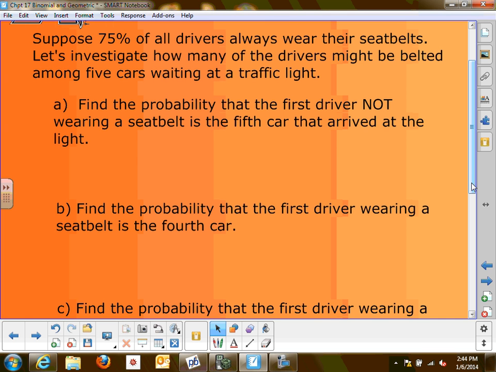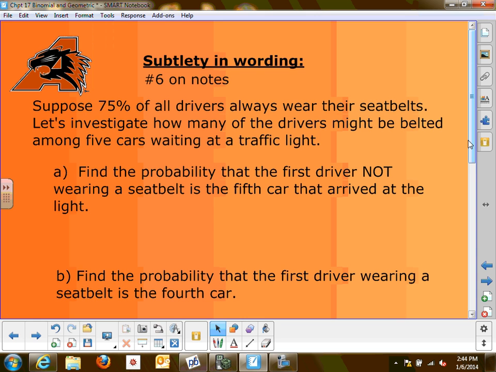All right. Suppose 75% of all drivers always wear their seatbelts. Let's investigate how many of those drivers might be belted among 5 cars waiting at a traffic light. Okay. So I would want to go into a problem first thinking of my variables like N and P and K. So N, what would I be talking about here? Among the 5 cars. So that's how many? So that's my 5. Now, what's this 75% represent?